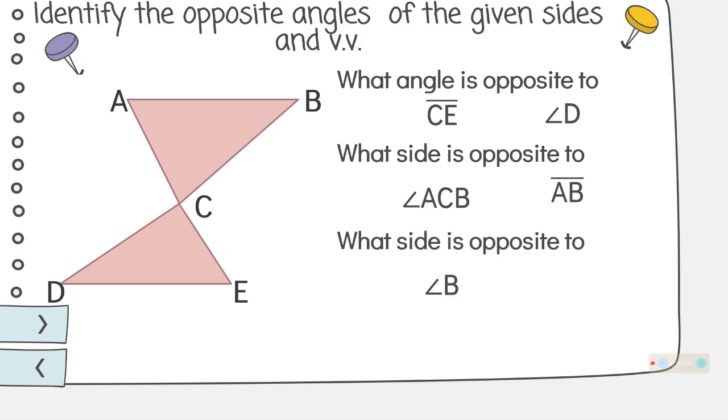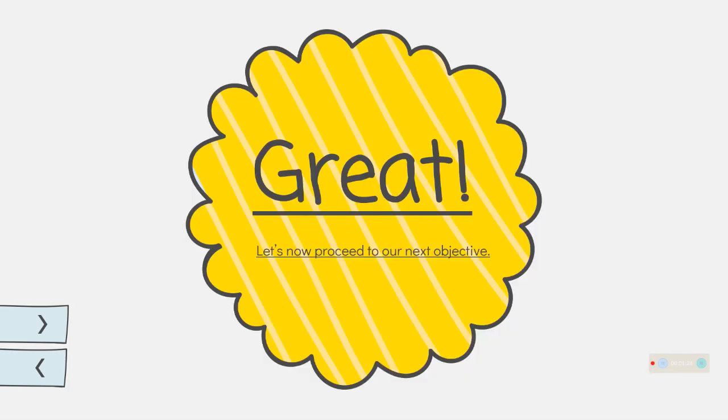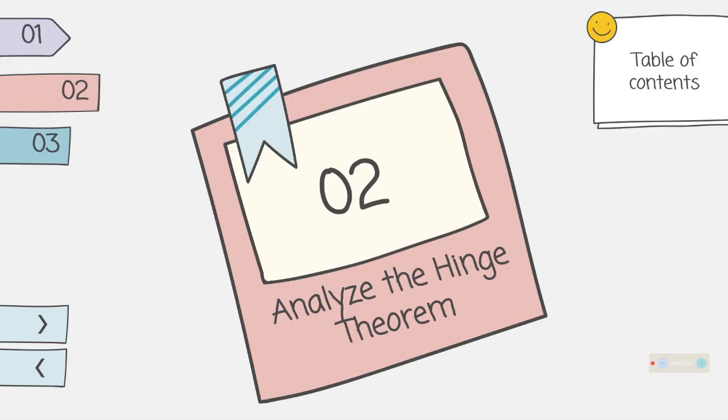Next, what side is opposite to angle B? Correct. We have side AC. And what angle is opposite to side DE? That's correct. We have angle DCE. Okay, so that's great. So let's now proceed to our next objective.